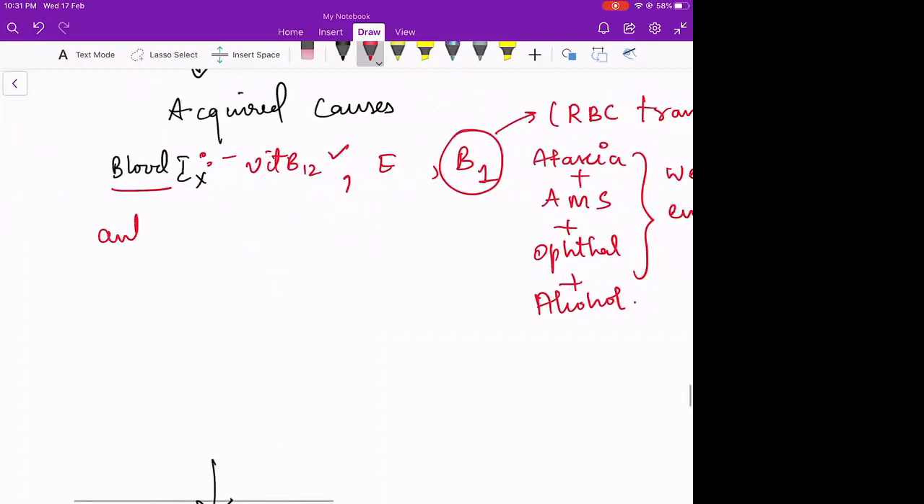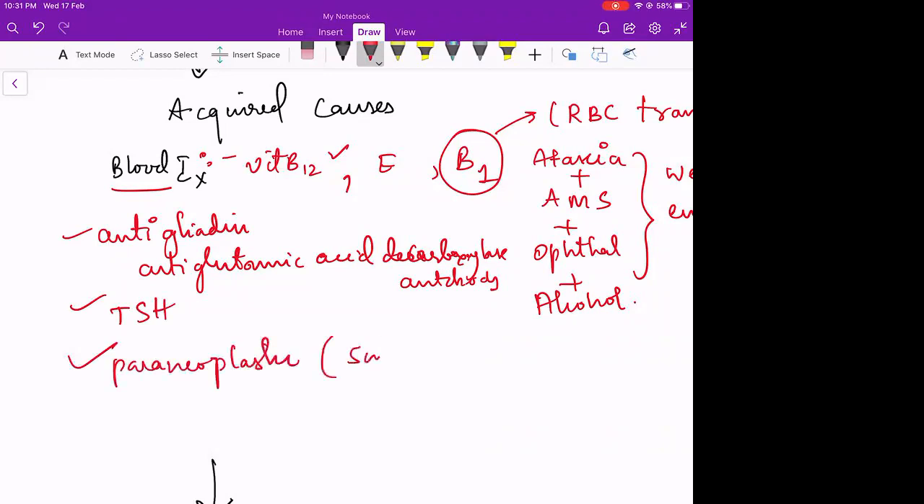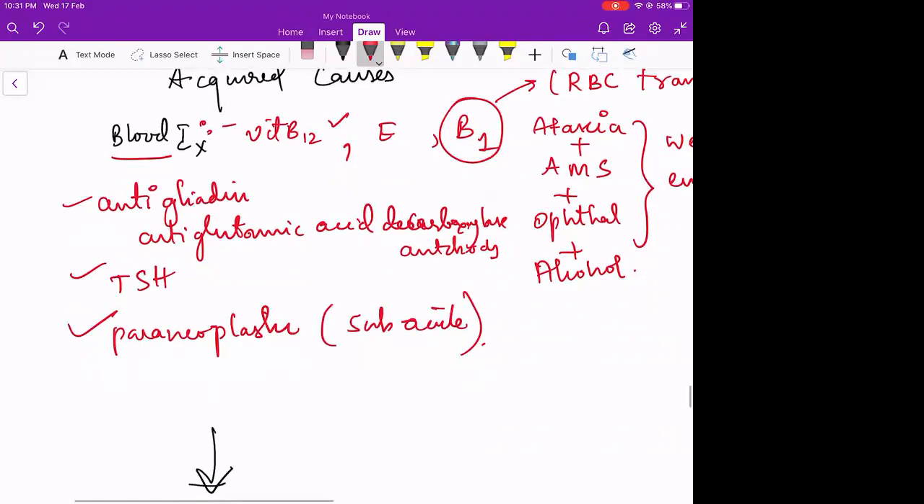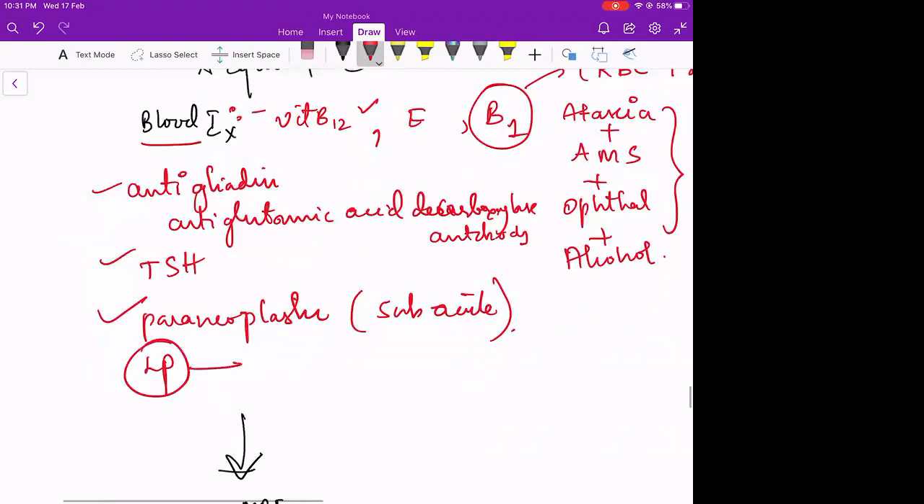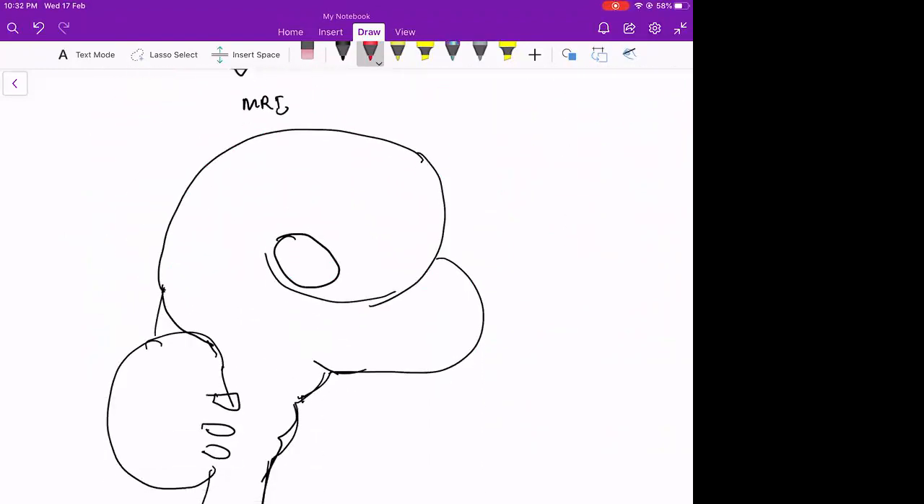Others like anti-glutamic acid decarboxylase antibody we'll test, with the TSH also, and a paraneoplastic workup, particularly if it is a subacute presentation, and we do the LP also to rule out infectious causes. Then we go ahead with the imaging modality, particularly MRI.